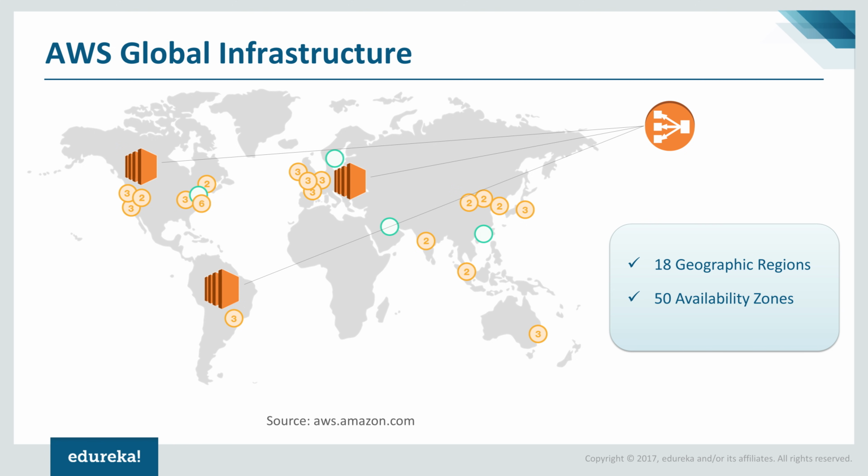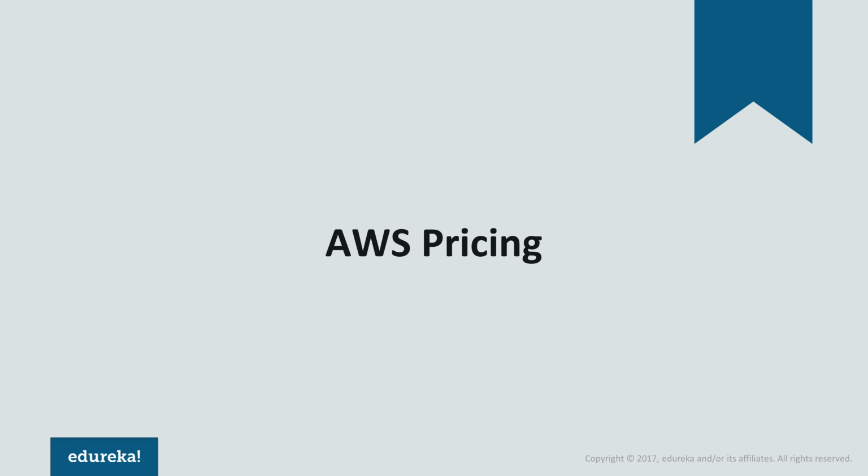So this is the reason that AWS has a global presence, a global infrastructure. It is there so that your customers can have the lowest latency possible, and also you can implement the best disaster recovery measures. All right. Having said that, let's now talk about AWS pricing, guys.